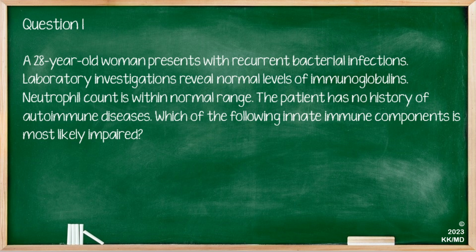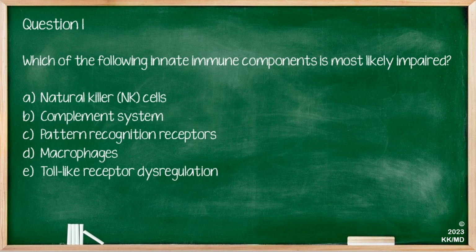A 28-year-old woman presents with recurrent bacterial infections. Laboratory investigations reveal normal levels of immunoglobulins. Neutrophil count is within normal range. The patient has no history of autoimmune diseases. Which of the following innate immune components is most likely impaired? Our options here are natural killer cells, the complement system, pattern recognition receptors, macrophages, toll-like receptor dysregulation.